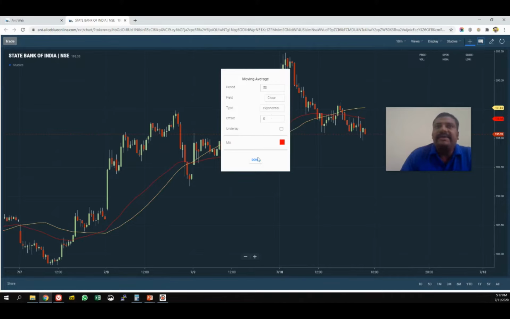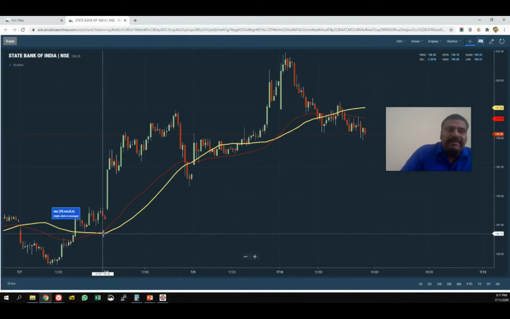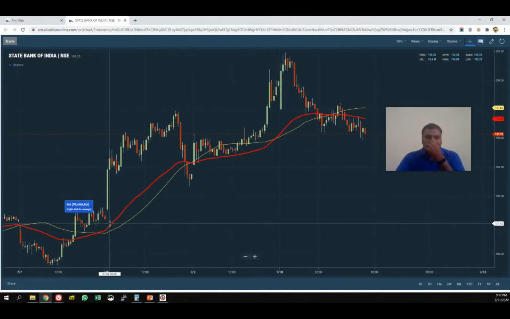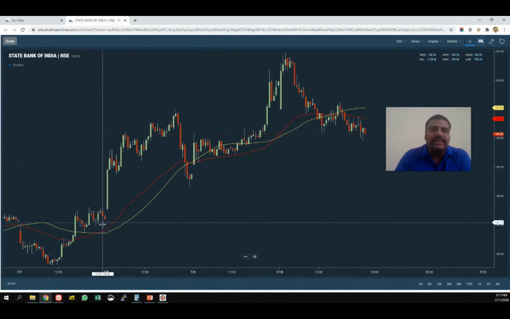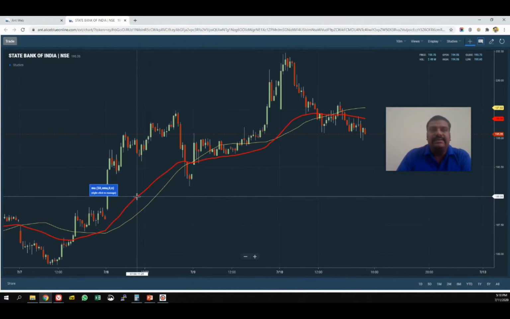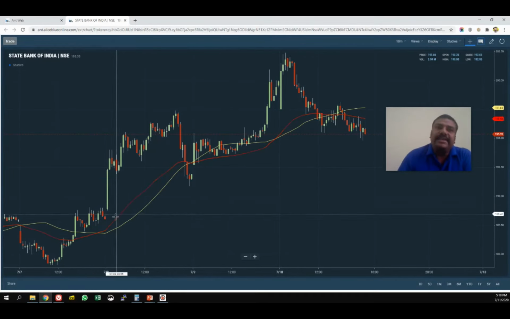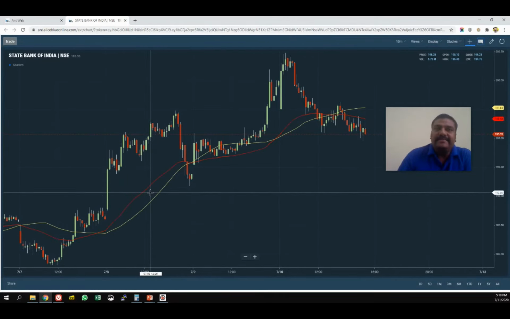Let it be in red. Now, the yellow is the simple moving average and the red is the exponential moving average. When the price moves, the exponential moves faster. The simple is lagging and the exponential is faster. So this is what I wanted to tell you. Exponential is faster compared to simple. The reason is they are weighted to the latest prices. They have more weight. That's the reason exponential is faster.